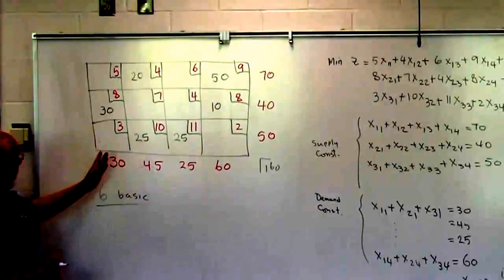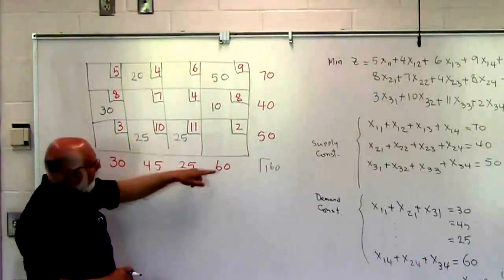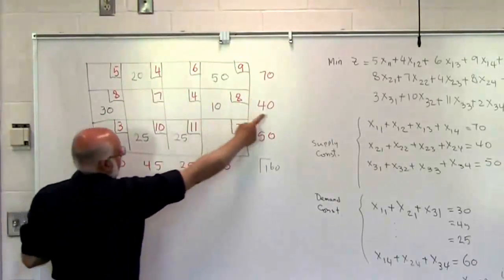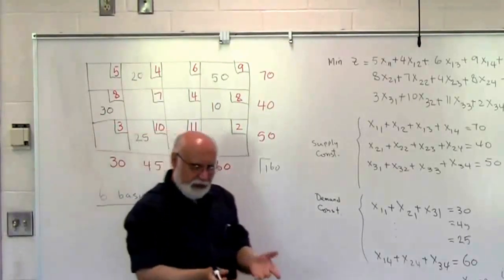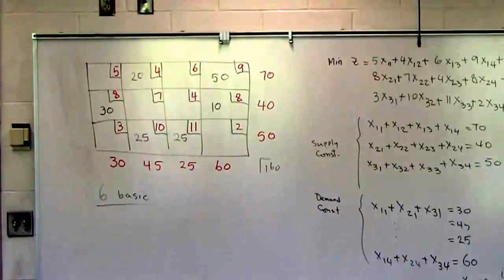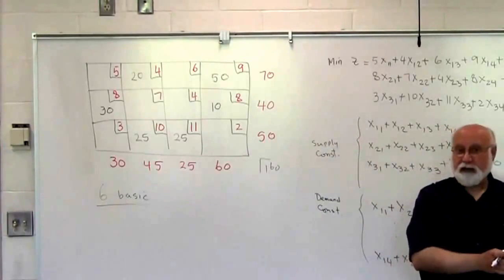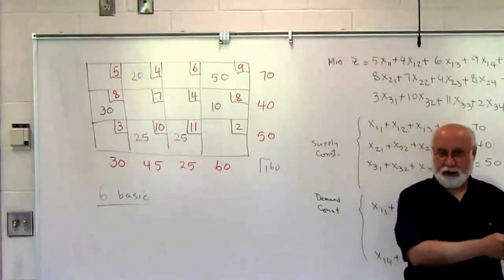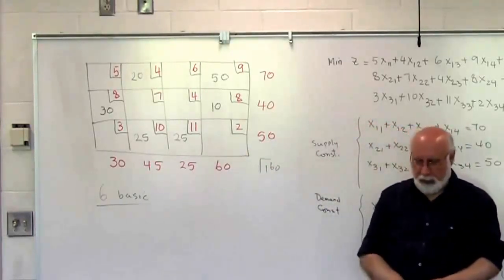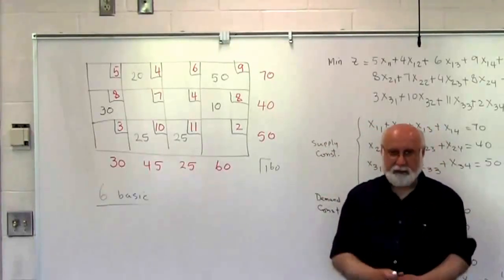Everything is balanced. 30 is here, 45 is here, 25 is here, and 60 is here. 70 is there, 40 is there, and 50 is there. So this is a feasible solution. So we will start with this, and it says, at some iteration of a transportation simplex algorithm, this solution is reached. And it's asking you several questions. Let's just leave it right there.